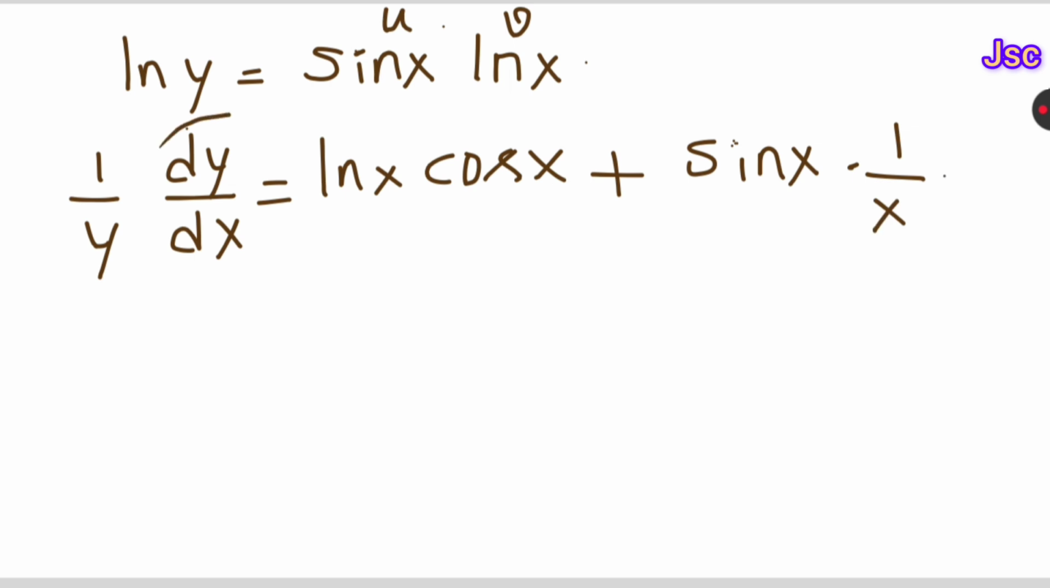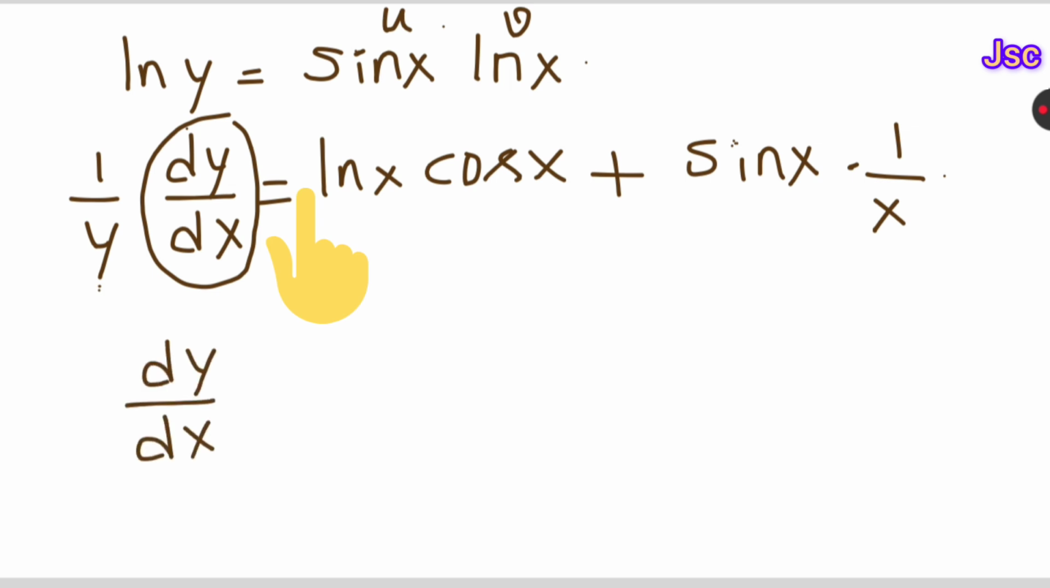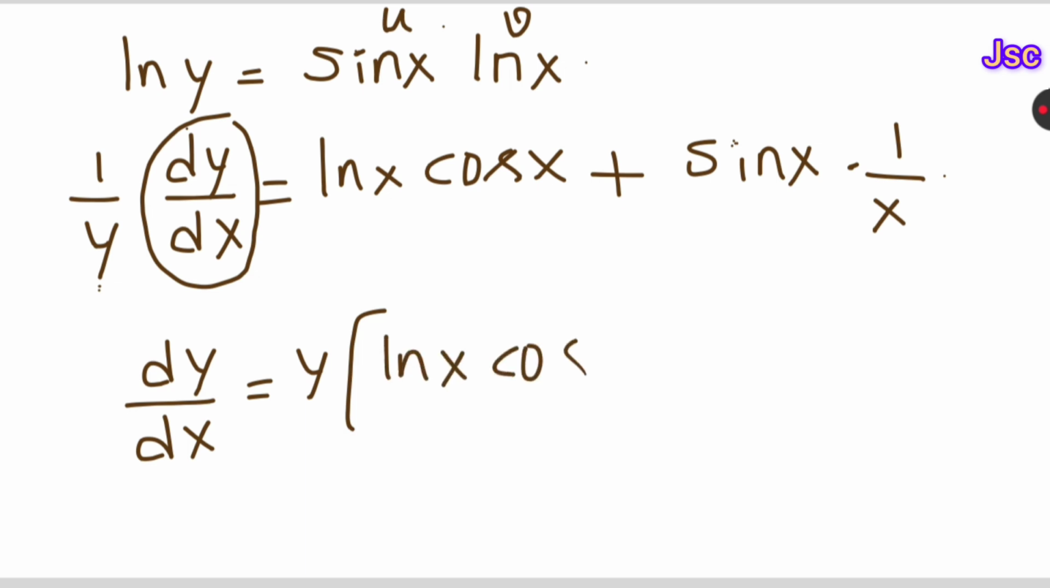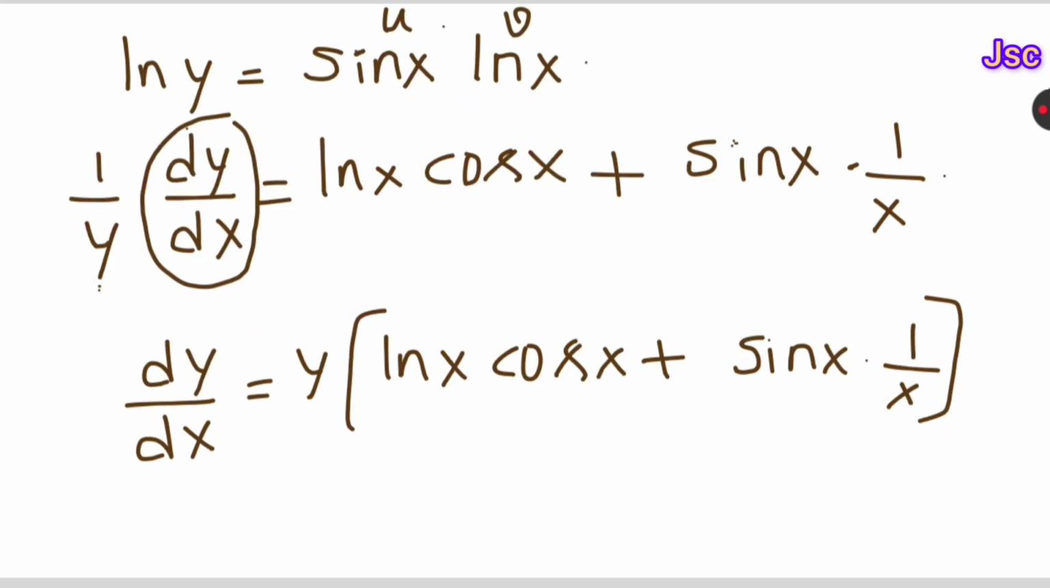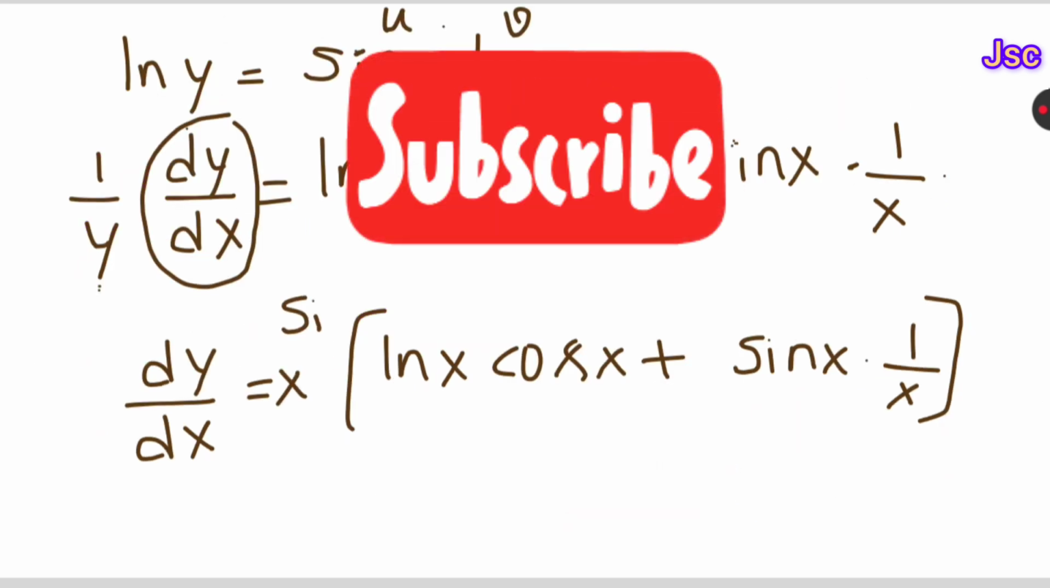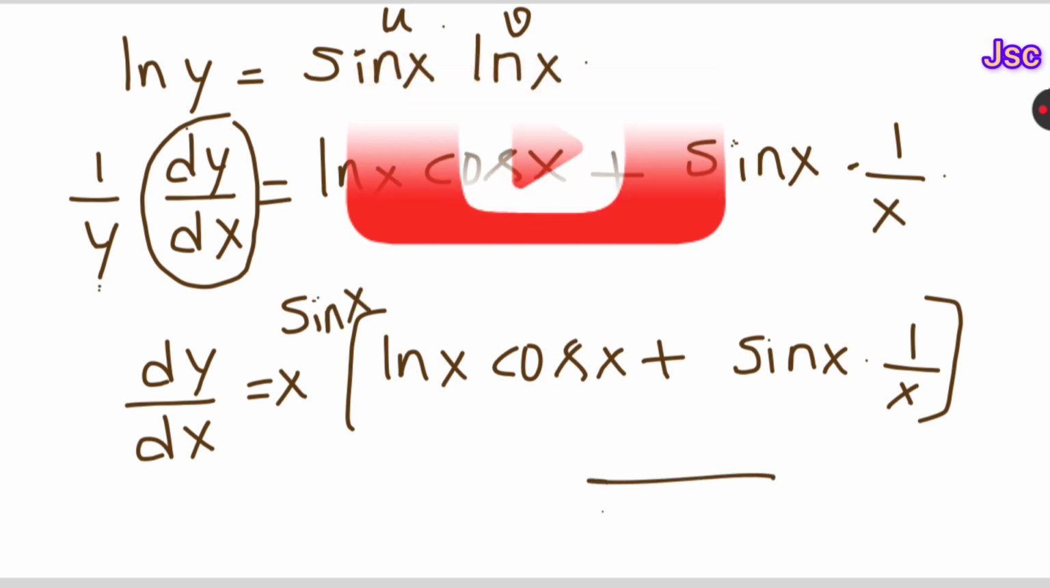Our goal is to find dy over dx, isn't it? So this y we need to send to the right hand side. Dy over dx, that is equal to y times ln x times cos x plus sin x times 1 over x. In our given expression, we were given y equal to x raised to the power of sin x. So instead of y, you have to write x raised to the power of sin x. This is the derivative of x raised to the power of sin x. That's it.